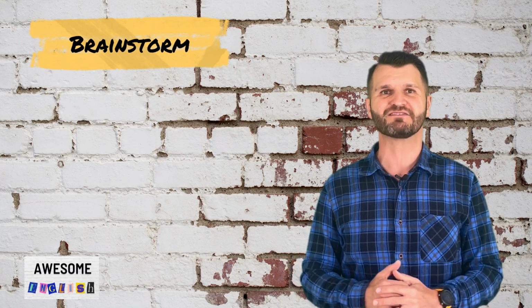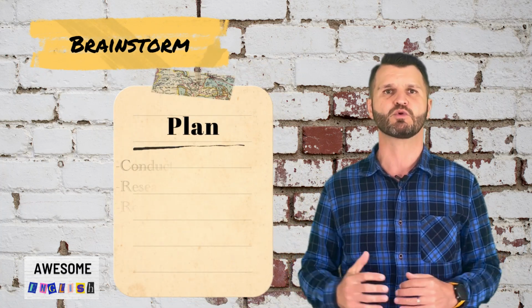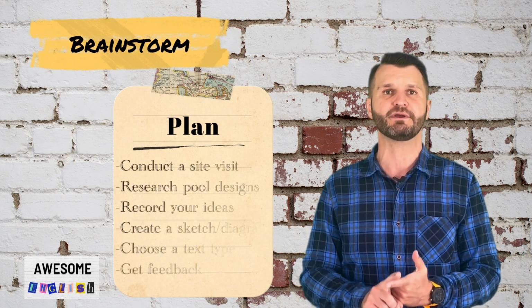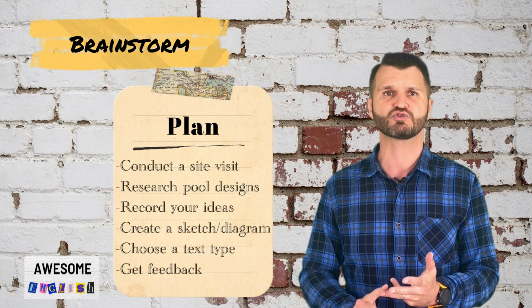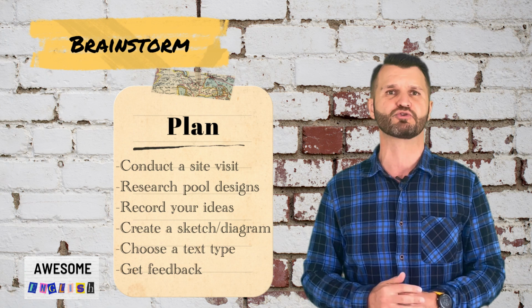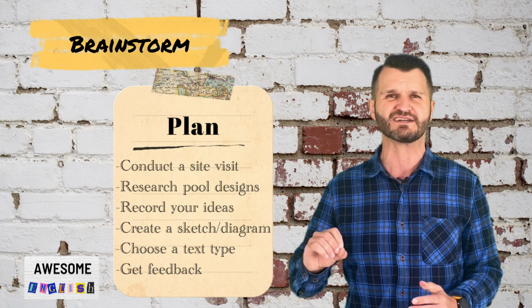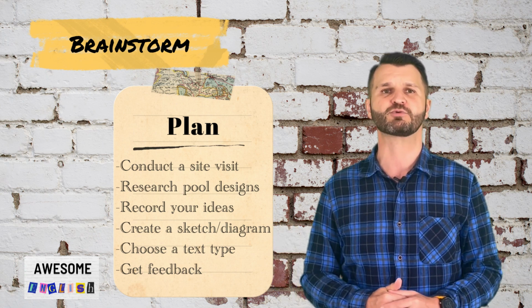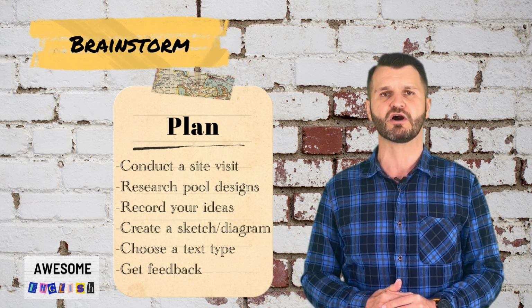All right, so as part of the design stage, we need to develop our ideas further. At this point, we want to brainstorm. You might want to conduct a site visit to where the pool will be. You might want to do some research on pool designs. You can record your ideas, sketch or draw diagrams. Think about a text type that you could use or write to accompany your project, like a procedure or a persuasive text. Finally, remember to get some feedback on your initial ideas. All right, let's keep moving.